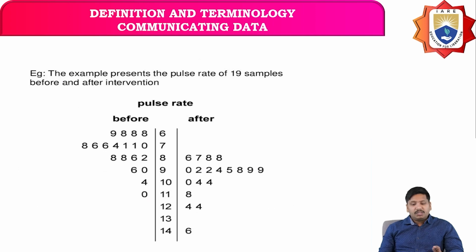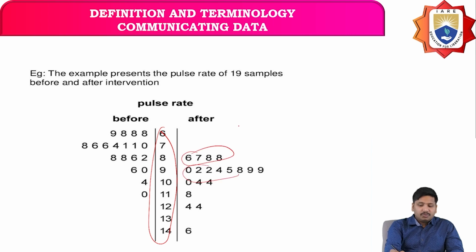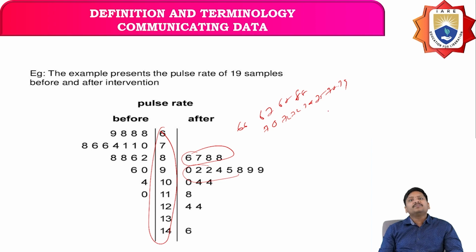So if I consider a set of values like this, similarly, they should be considered as the stem, and then these are the leaves. Suppose 66, 67, 68, 68, and 70, 72, 72, 74, 75, 78, 79.